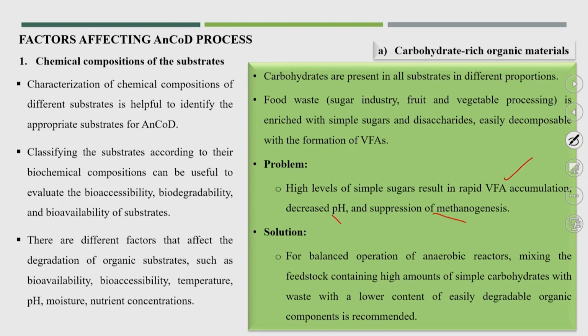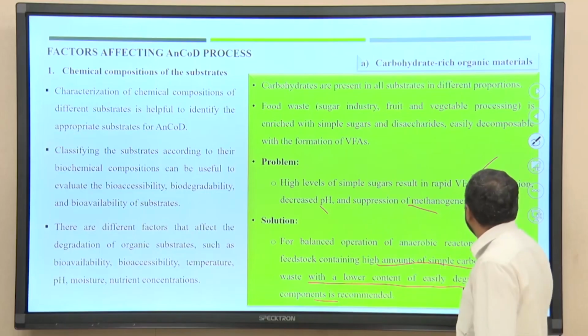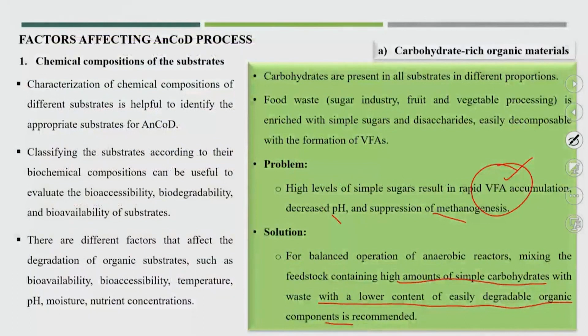So, what is the solution? For balanced operation of an anaerobic reactor, mixing the feedstock containing a high amount of simple carbohydrates with waste of a lower content of easily degradable organic components is recommended. So, here what is the idea? To balance both. If you mix both kinds of material, you will not find the problem of rapid VFA accumulation.